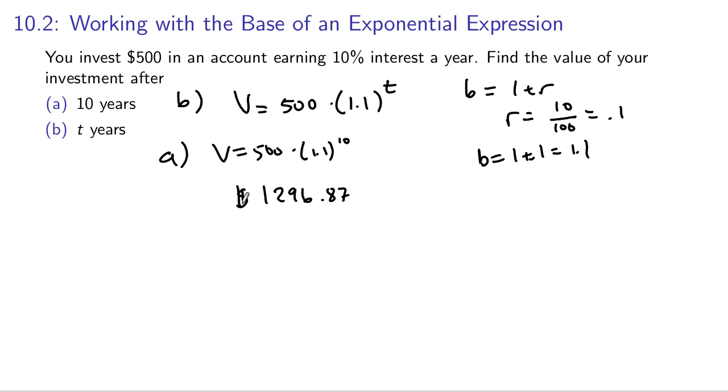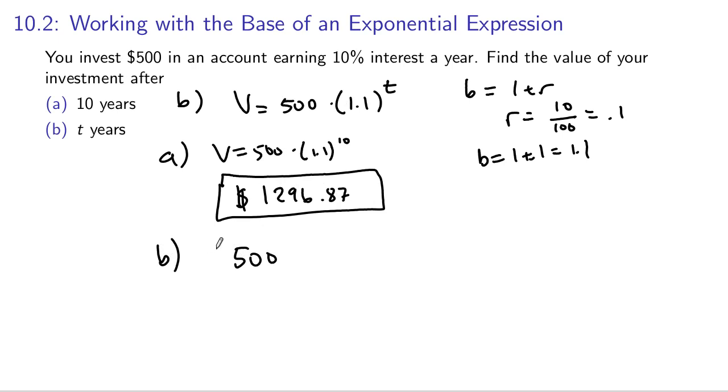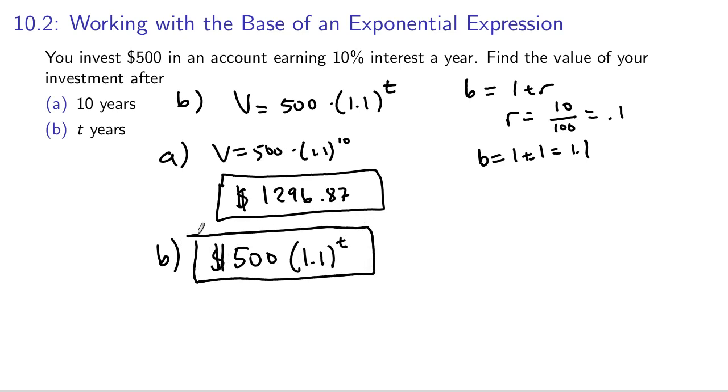We could just write this as money. So after 10 years, our balance is that. Let's finalize our answer to B. After t years, our balance will be $500 times 1.1 to the whatever number of years it's been, t.